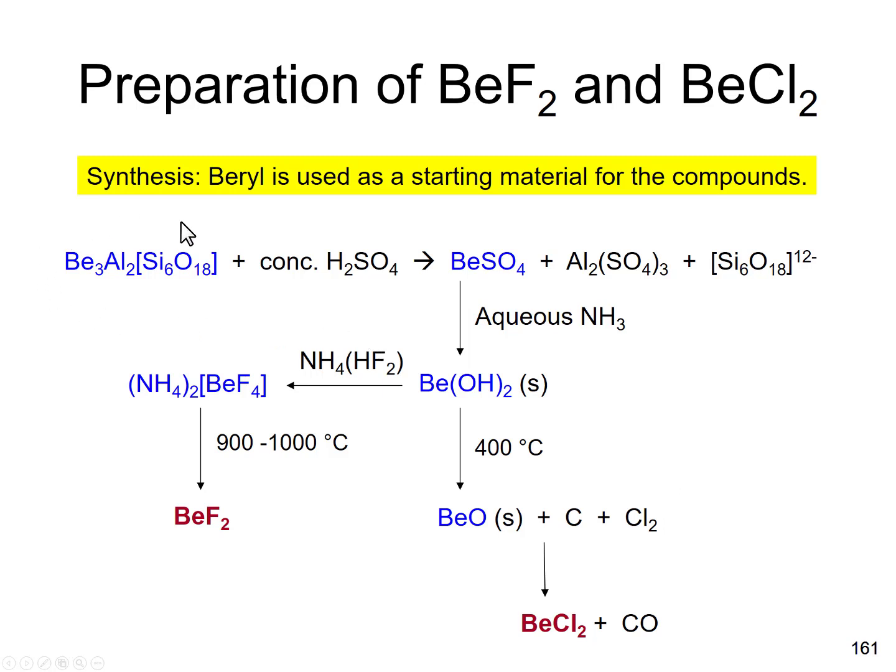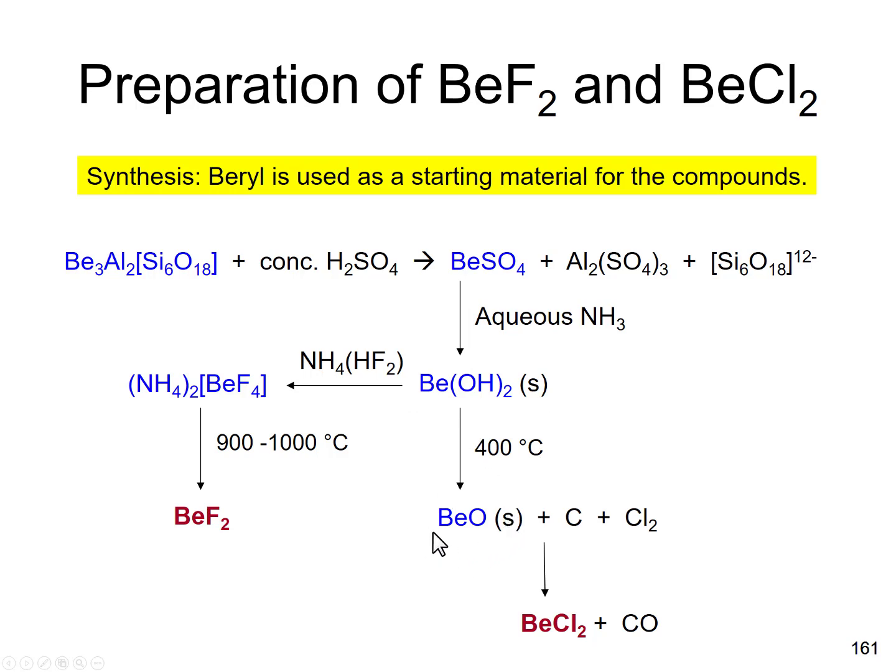Here you can see the reactions involved in this particular process. You take beryl and you treat it with concentrated sulfuric acid, which leads to the formation of beryllium 2 sulfate, and of course you have aluminum sulfate as byproducts and some silicates as well. Now you can take this beryllium sulfate and treat it with aqueous ammonia, whereby beryllium hydroxide precipitates as a white gelatinous solid. When you take this compound and you heat it up, then you dehydrate it to the beryllium oxide.